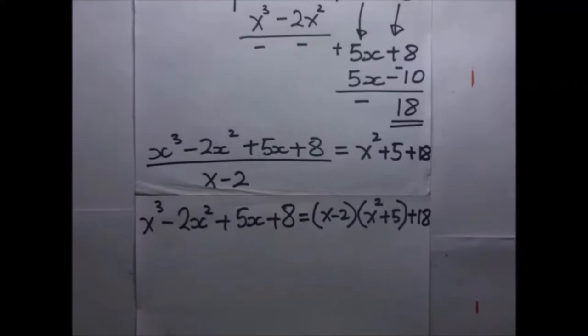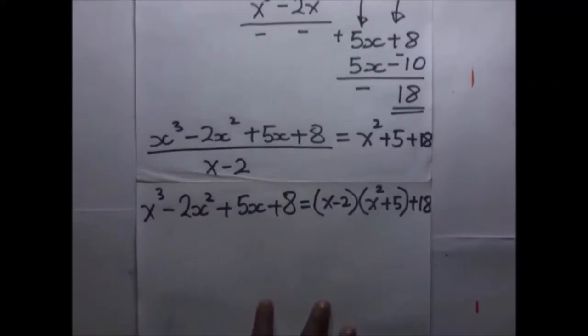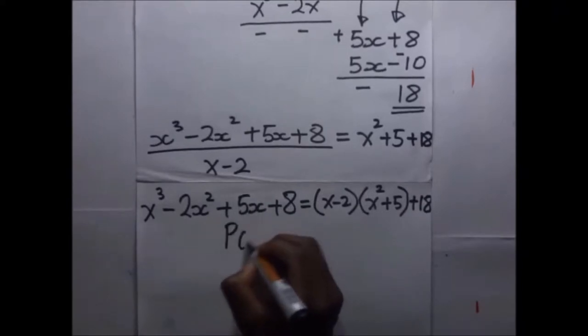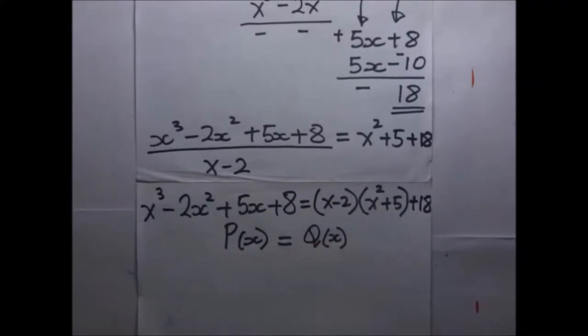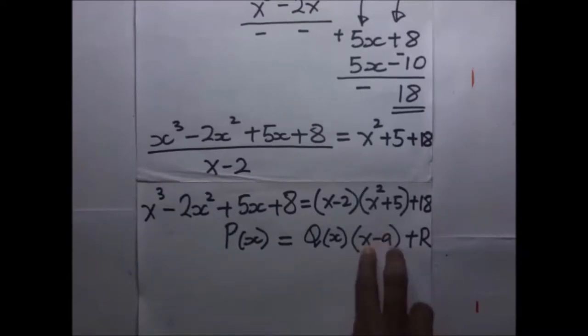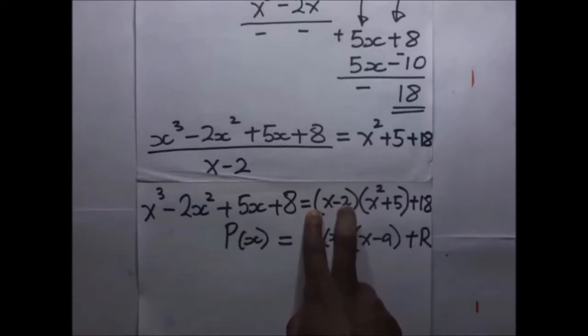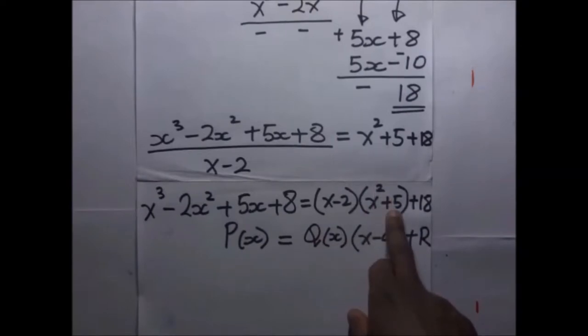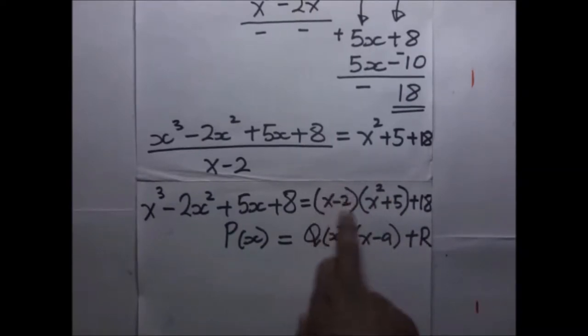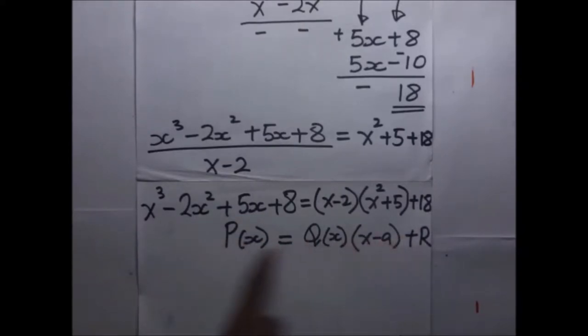So it means, in general terms, we can call this polynomial P of x. P of x, x minus a here is going to be our divisor. So the polynomial is going to be equal to the quotient, which is still a function, times x minus a, which is the divisor, plus the remainder. And this general term is what we are calling the remainder theorem. Let's do an example to this effect.